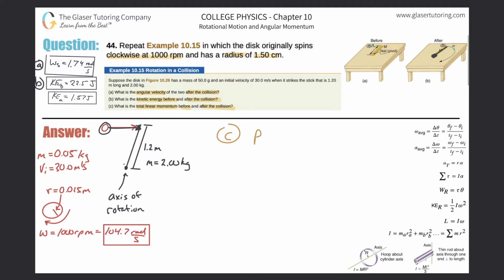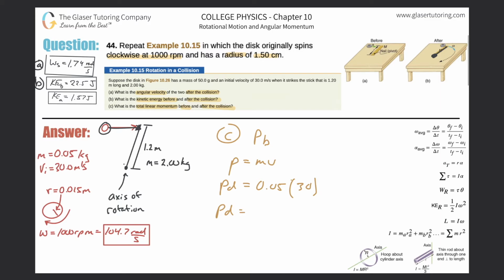So let's talk about the linear momentum P before the collision. Remember, before the collision happens, there's only really one object that's moving, just the disk. So we basically have to find the linear momentum of that disk, and that's pretty easy. The momentum is equal to mv. The momentum of the disk before the collision is equal to the mass of the disk, which is 0.05, multiplied by its velocity of 30.